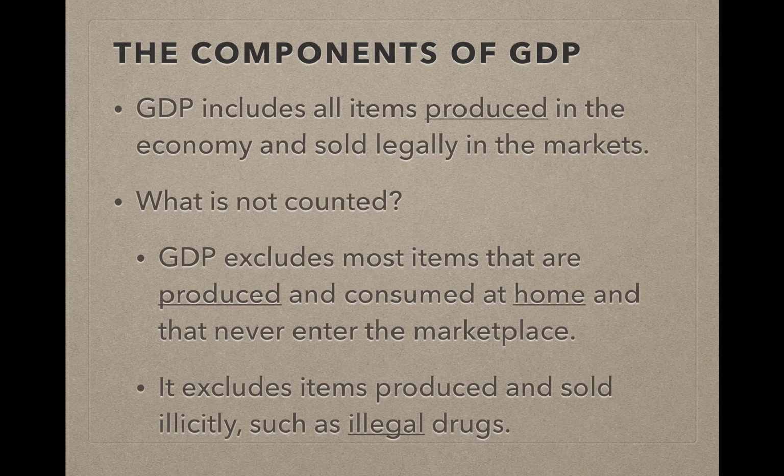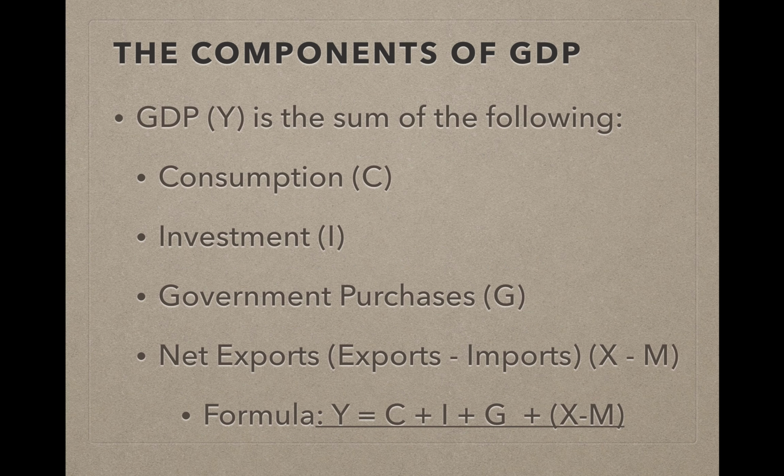So there are lots of things we do for ourselves that are not part of GDP. GDP also excludes things that are sold illicitly, like illegal drugs. If things are sold on a black market or sold illegally, not on a legal market, those are not counted in the GDP either. Okay, but we still have millions and millions of things that are computed in our GDP.